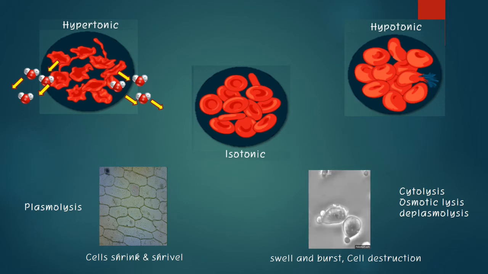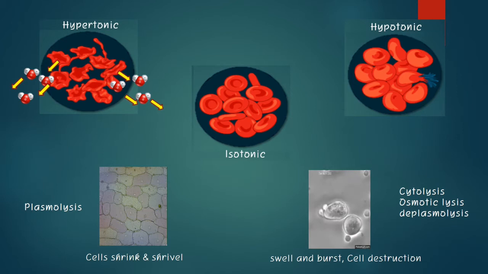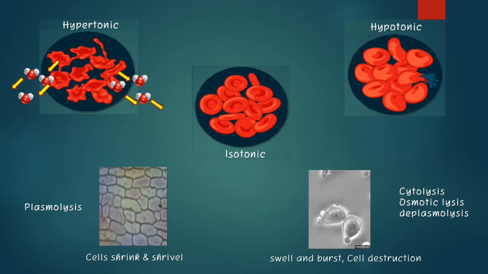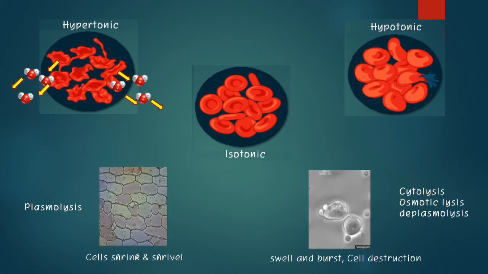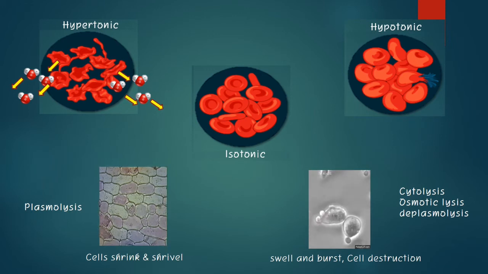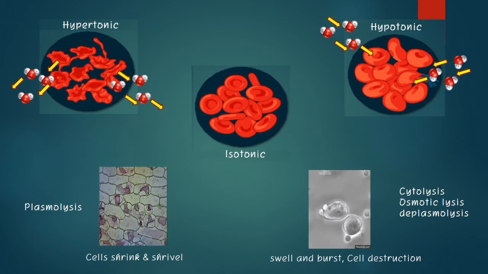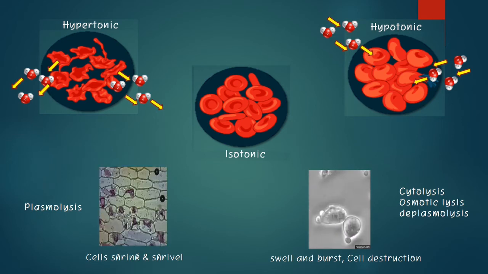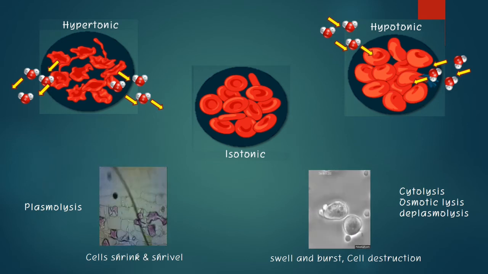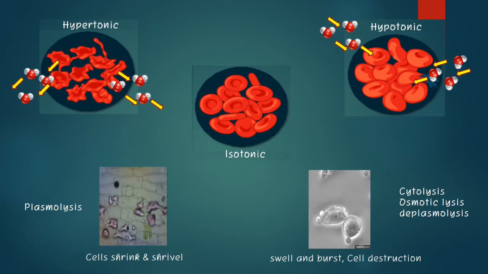However, in hypotonic at your right side, a low concentrated fluid will be administered. ICF will have a greater concentration than ECF. More water will be invited inside the cell. Therefore, the cell will swell. And in the worst case scenario, cytolysis or osmotic lysis or desplasmolysis will cause the cell to swell, burst, to cell destruction.